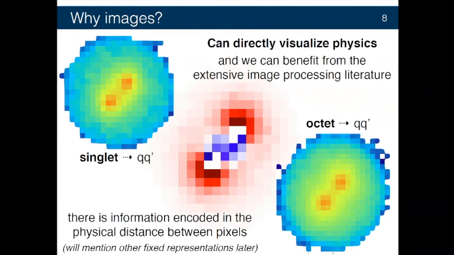There's also geometric information encoded in the physical distance between pixels, which is also, of course, important because there's organizational structure that makes it easier for machine learning algorithms to pick up on what's going on.